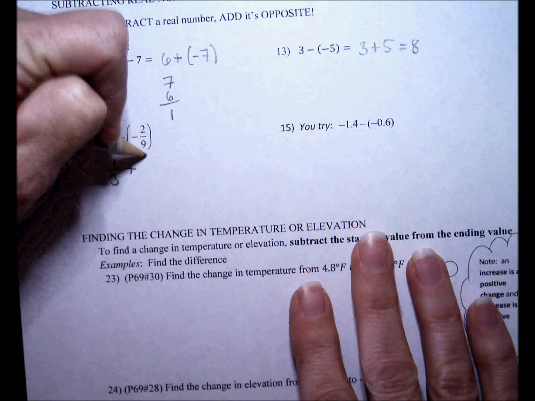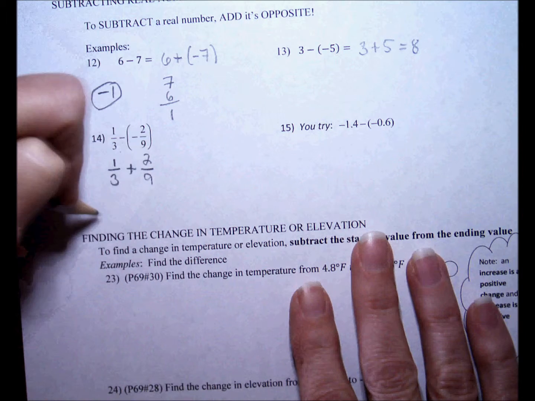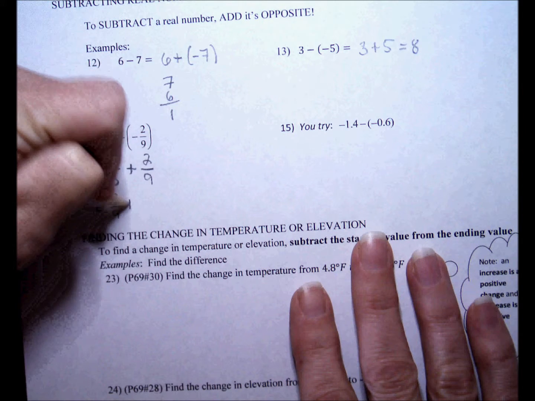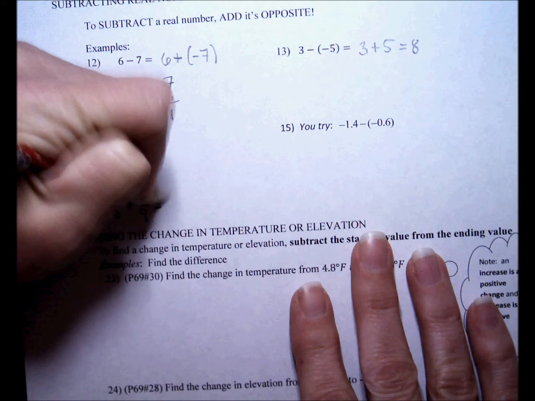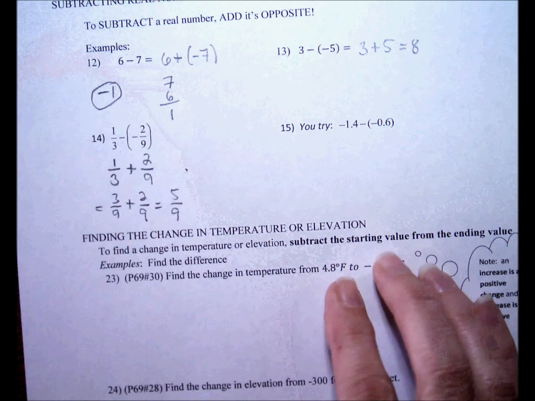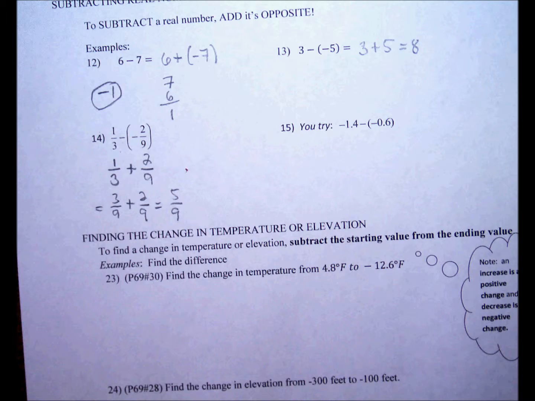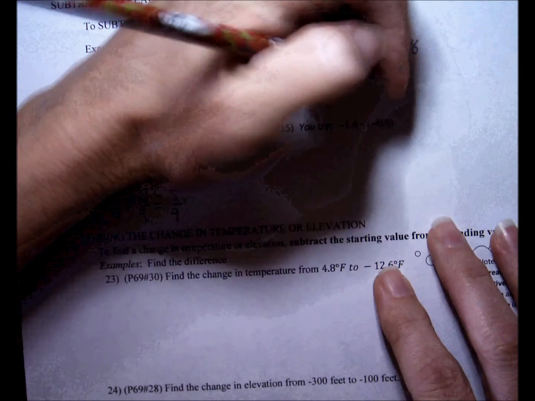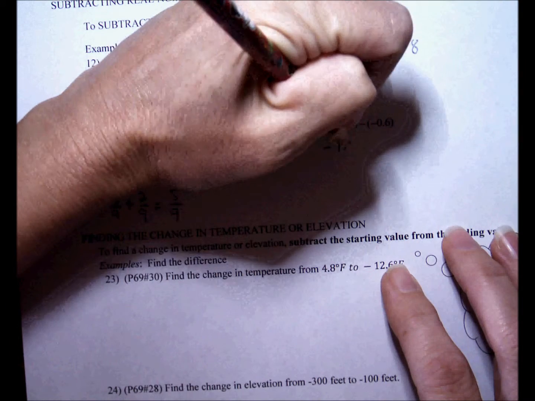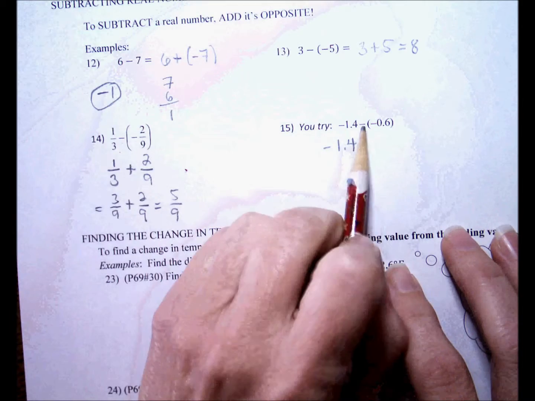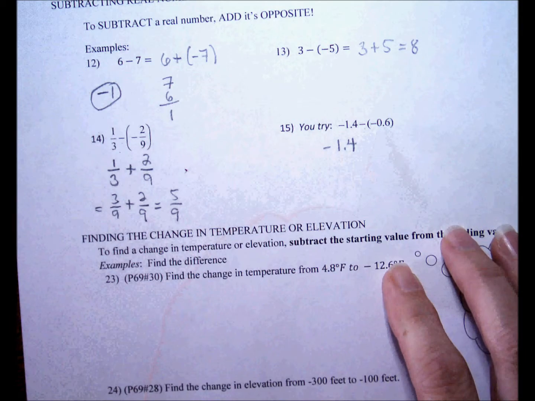Same with this one, we're going to add the opposite. That means this becomes plus a positive 2/9. So this is 1/3 plus 2/9. Well, that equals 3/9 plus 2/9, which is 5/9. Now, go ahead and pause and try the U-try.